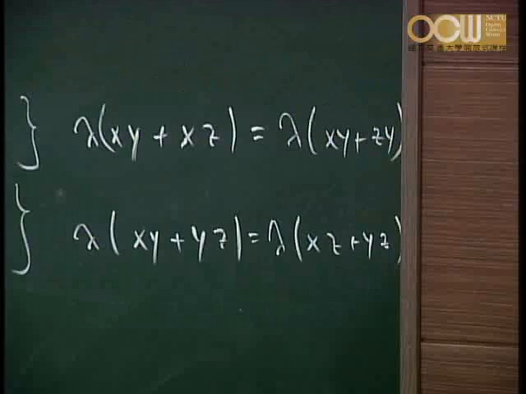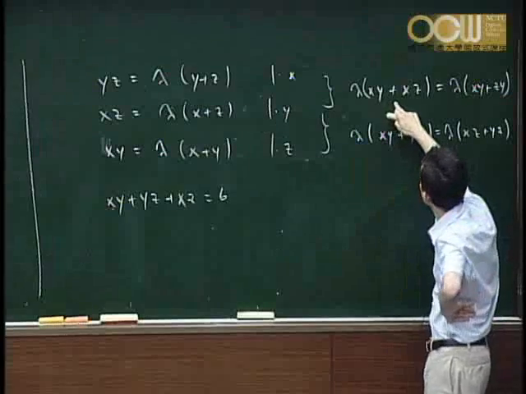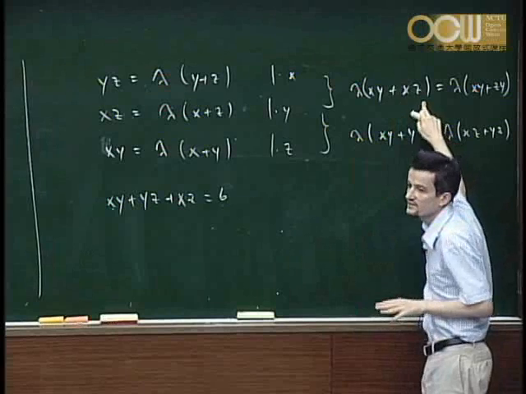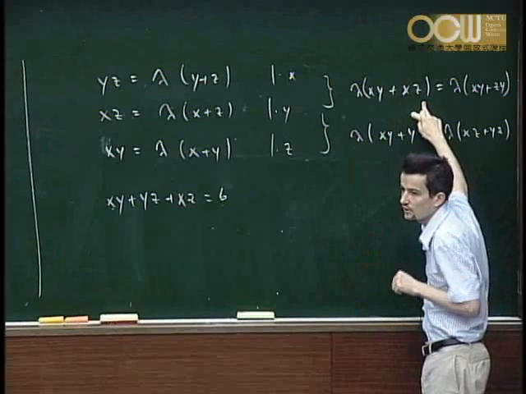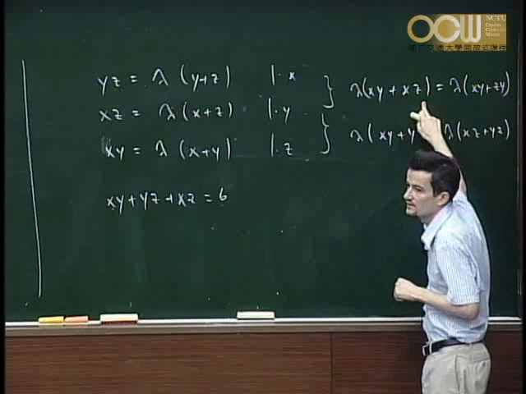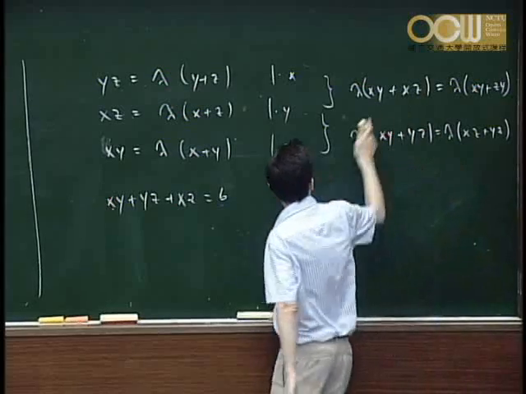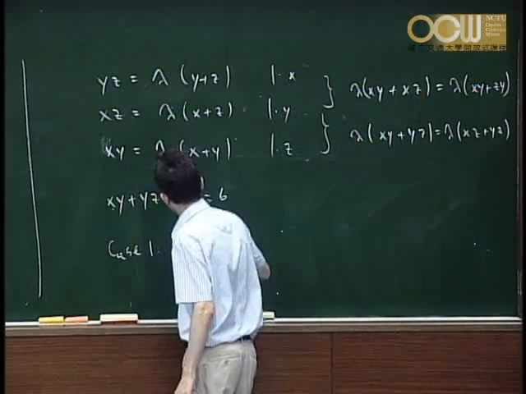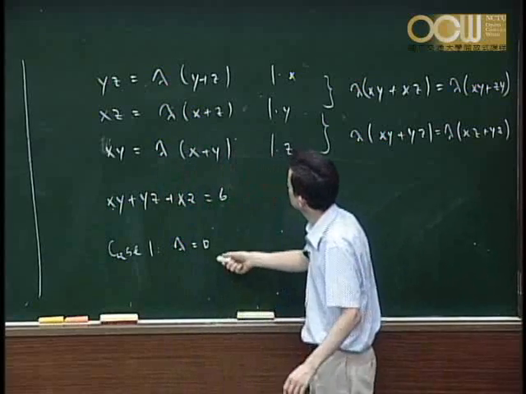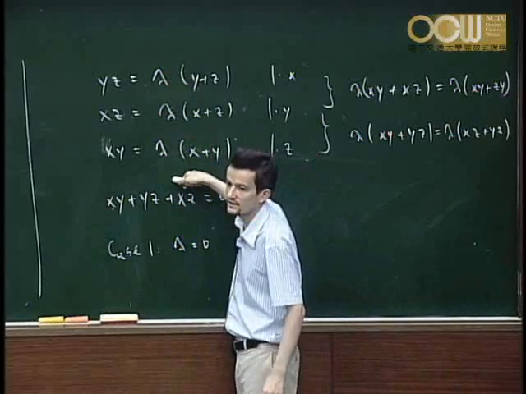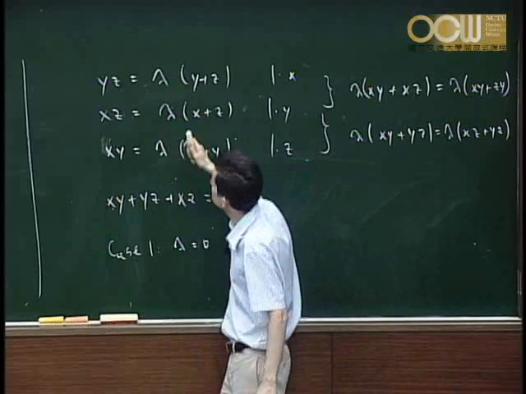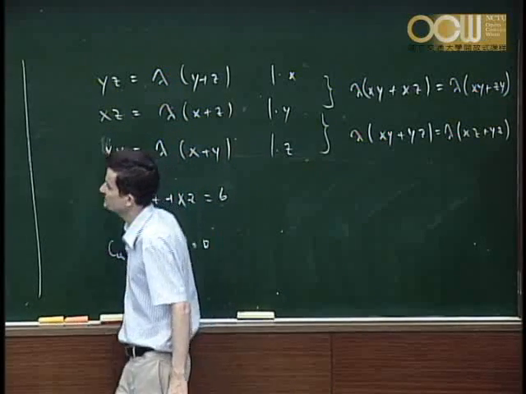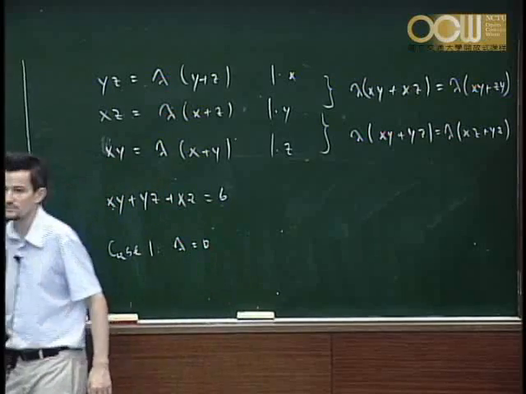Okay, now if you look at the first one, you have to consider two cases. First case, lambda is equal to 0, obviously a solution. So if you look at the first equation, case 1, lambda is equal to 0. But if lambda is equal to 0, those are all 0. So at least 2 of x, y, and z must be equal to 0. Okay, but this again obviously doesn't give you the maximum.